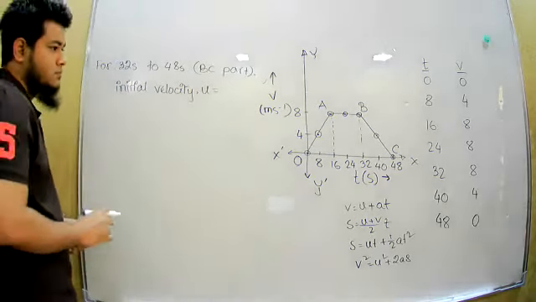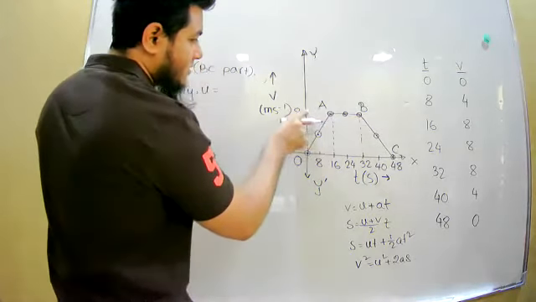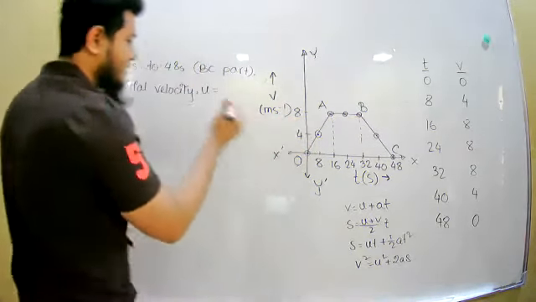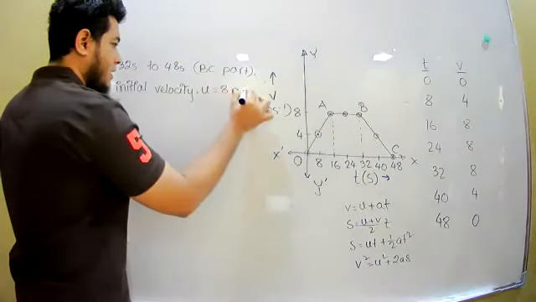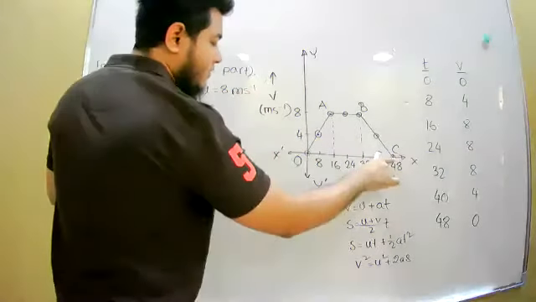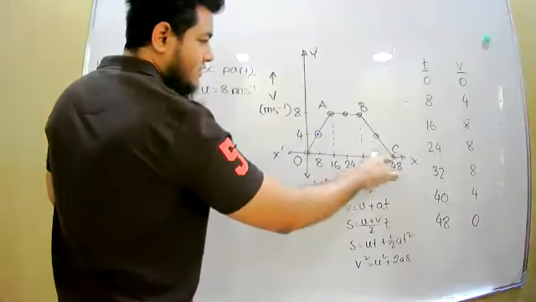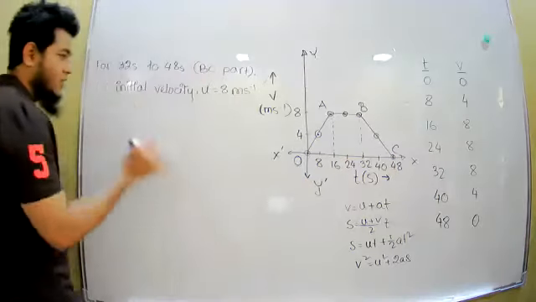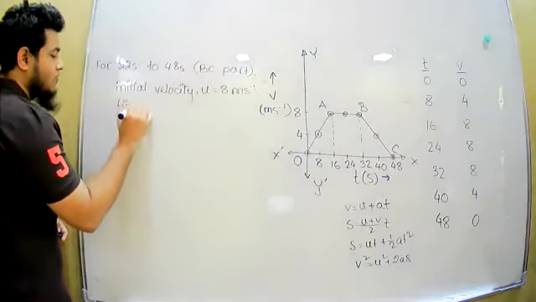See, the BC part, right? It starts at B. So the velocity at B is 8. That is the initial velocity, okay? And the body finally comes to rest. The ending point of the BC part is C. So what is the velocity there? 0. So the final velocity is 0.